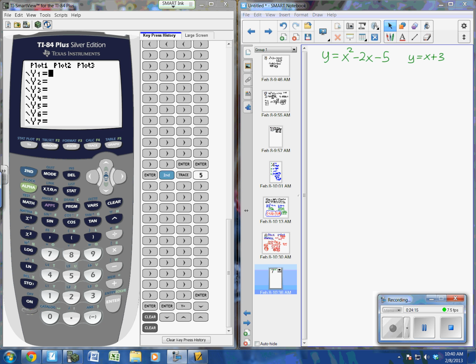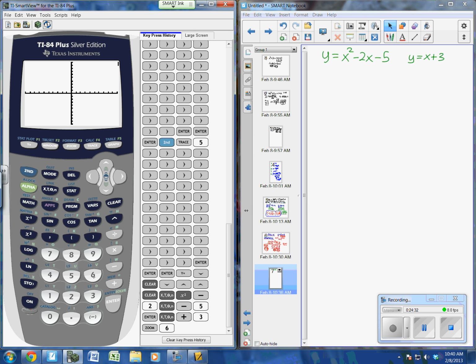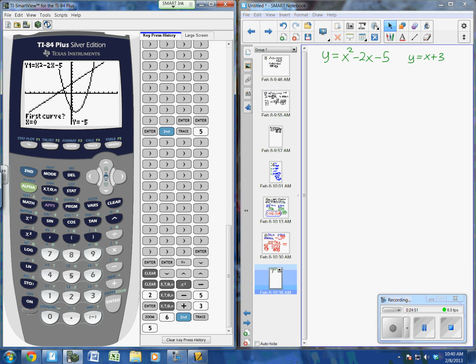Okay, if I put these in my calculator, I get x squared minus 2x minus 5, and I get x plus 3. And I'm going to hit zoom 6 for my standard window again, just to see if I need to change my window. I don't even need to change my window, do I? I hit zoom 6 to get standard window again. So if you didn't hit zoom 6, your graph might look slightly different than mine, right, Anthony? So now I hit second and trace. I go to number 5, intersect. My cursor's right down there at the bottom.